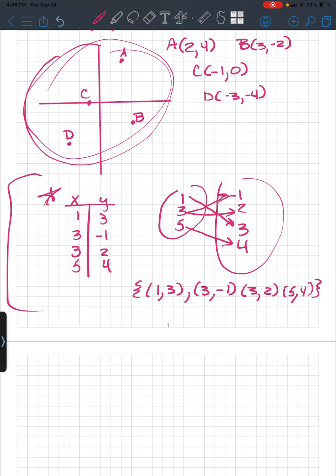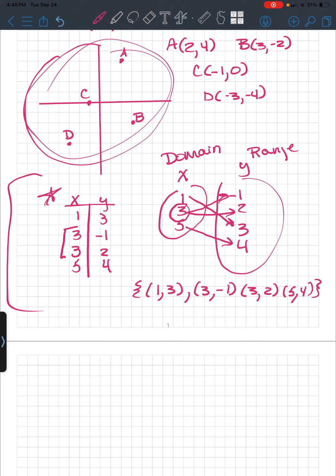To make it a function, none of your x's can repeat. So since there are 2 arrows coming off of 3 here, that means it would be 3, negative 1, 3, 2, just like here, and my x's repeat. Those are also called the domains, and the y's are the range. So my domain can never repeat.